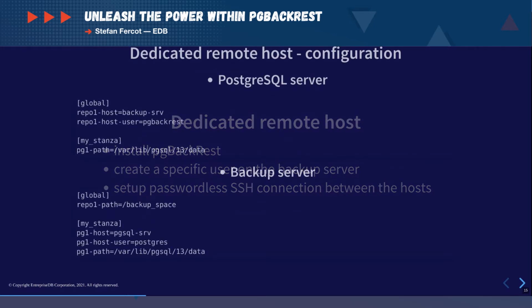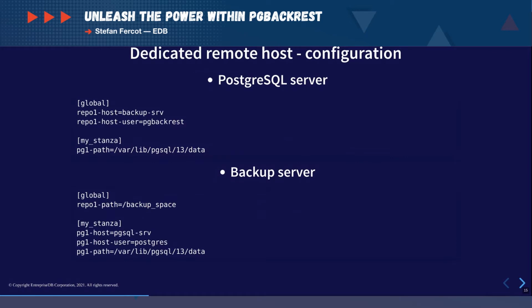Then comes the configuration part. Here you get the same thing as we mentioned earlier, the global part and the Stanza section. On your Postgres server, the global part will define where your backups are stored on your repo host, named backup server, for example, and which system user you define. The Stanza section is where does your Postgres data live? Here it's locally.